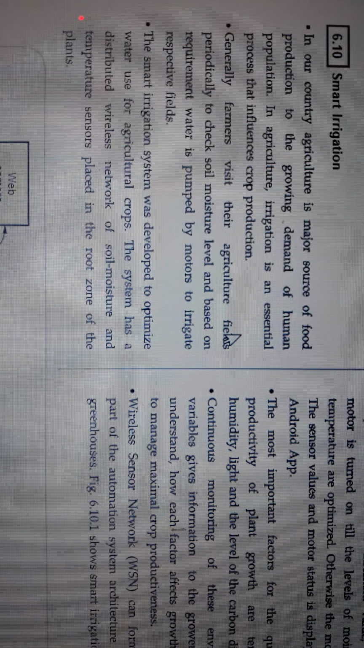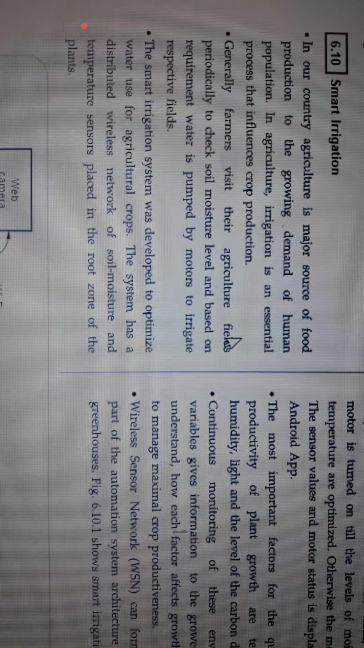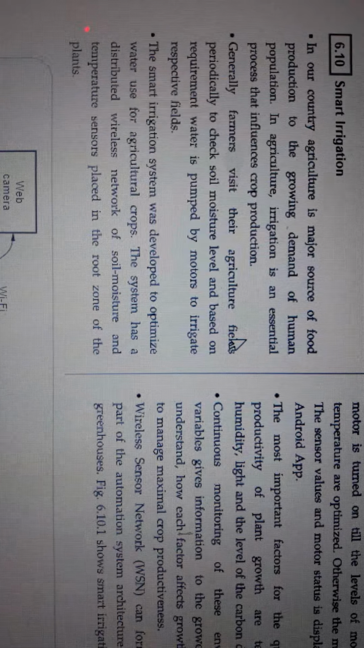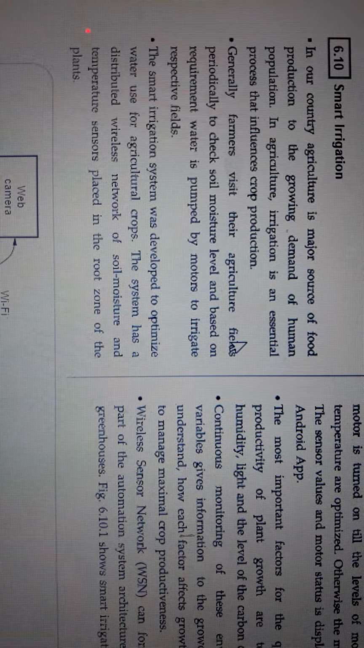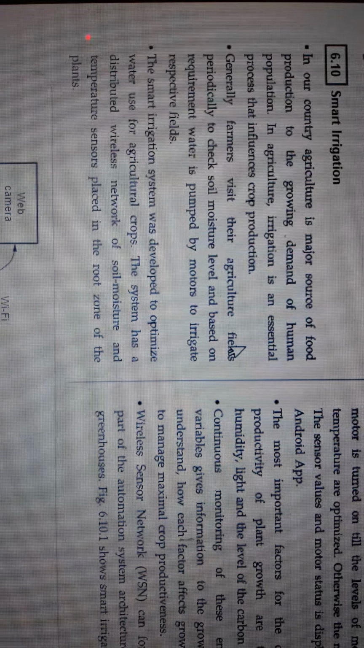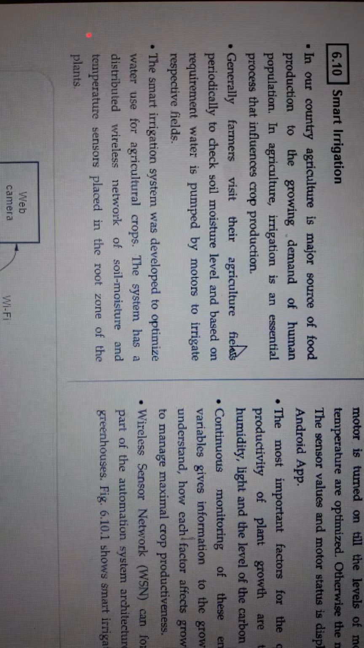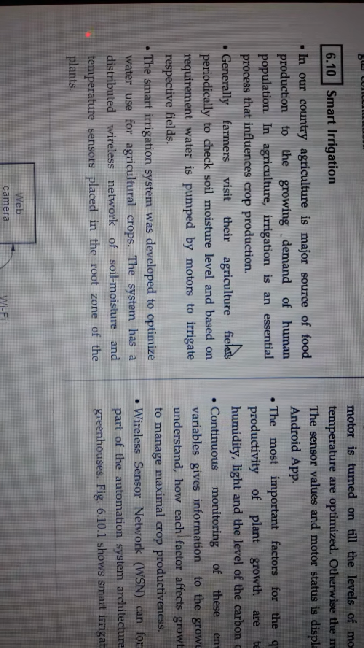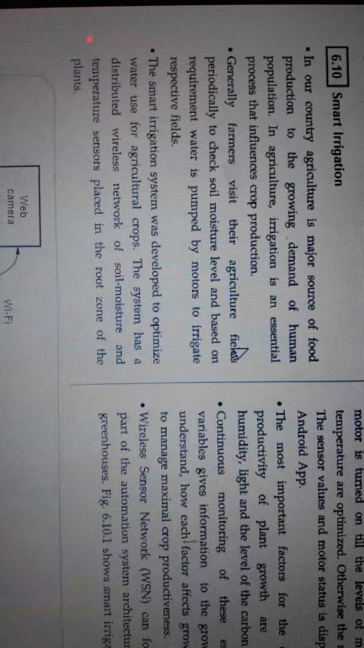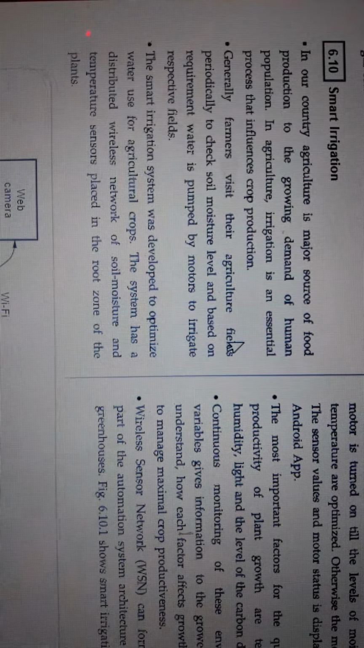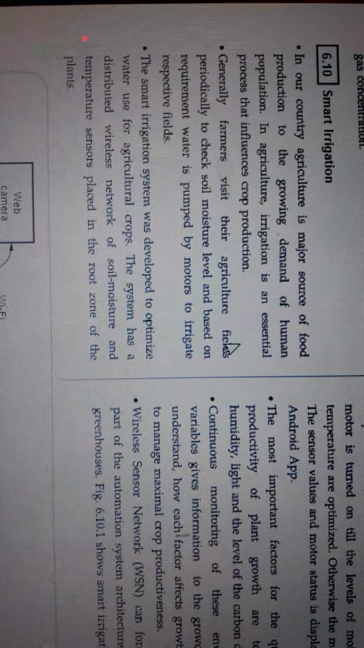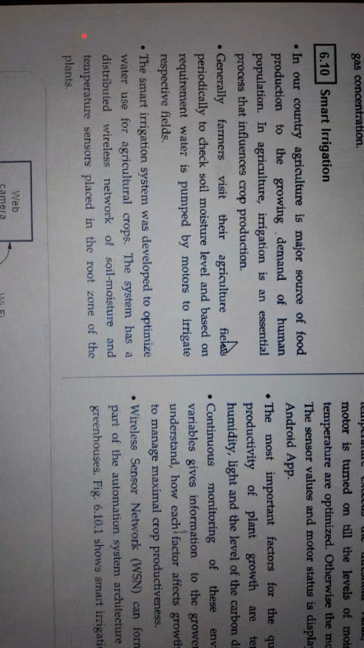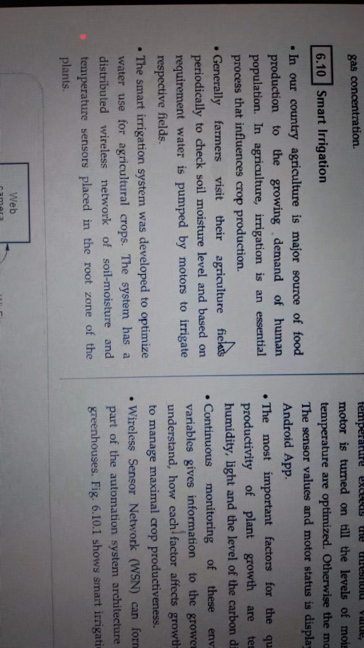Next point, smart irrigation. In our country, agriculture is a major source of production for the growing demand of the human population. In agriculture, irrigation is an essential process that influences crop production. Generally, farmers visit their agriculture fields periodically to check soil moisture level. Based on the requirement, water is pumped by motors to irrigate the respective fields. The smart irrigation system was developed to optimize water use for agriculture.